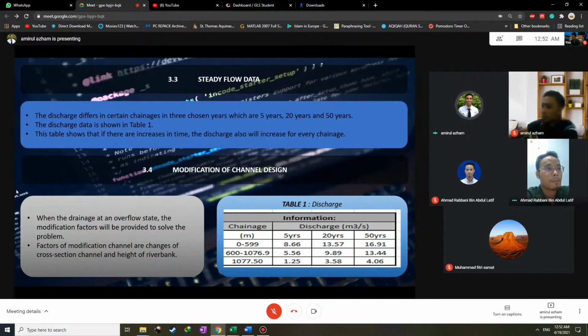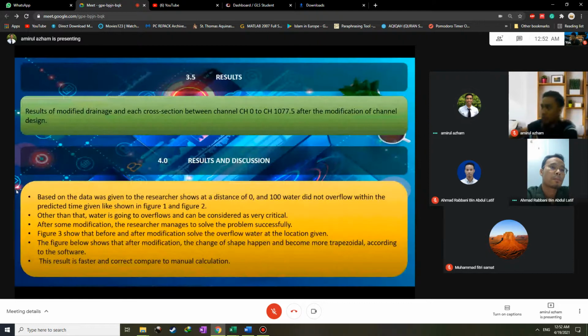Modification of channel design. When the drainage is at an overflow state, the modification factor will be provided to solve the problem. Factors of modification of channel are change of cross-section and channel and height of riverbank. Result of modified drainage at each cross-section between chainage 0 to chainage 1077.5 after the modification of channel are designed.